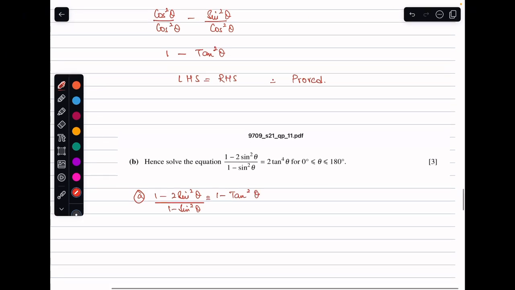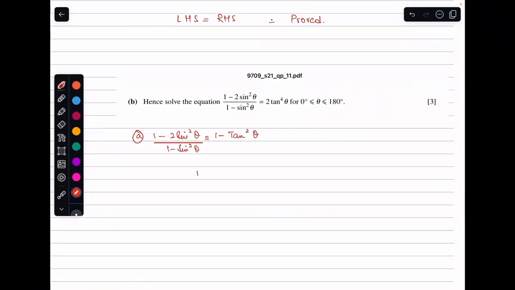So I can substitute 1 minus tan square theta on the left side, so that my equation becomes 1 minus tan square theta equals 2 tan to the power 4 theta. And we know the domain is from 0 to 180 degrees. So 2 tan to the power 4 theta plus tan square theta minus 1 will be equal to 0. Again I can see that it's a disguised quadratic equation, where I can say let m equal tan square theta, and therefore m square will become tan to the power 4 theta.